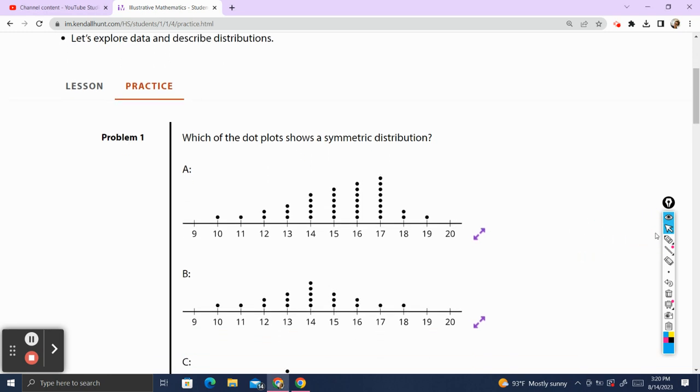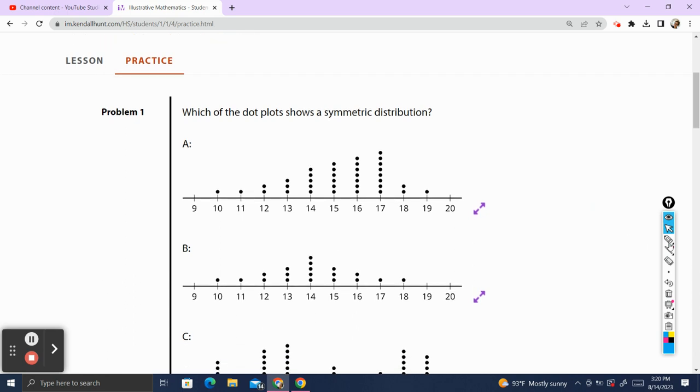All right, problem number 1. Which dot plot shows a symmetric distribution? Symmetric is a word that you should recognize from some geometry lessons that you've probably taken, and that means that it looks the same on both sides. So we're looking for some type of distribution where we're looking at all of our data, where it looks similar on the right side of the data and on the left side of the data.